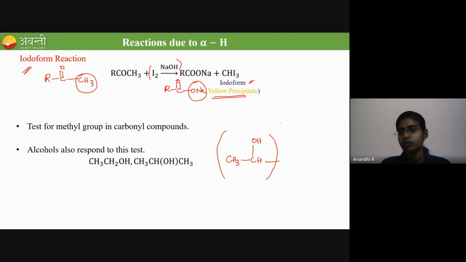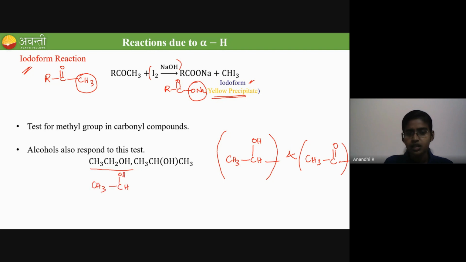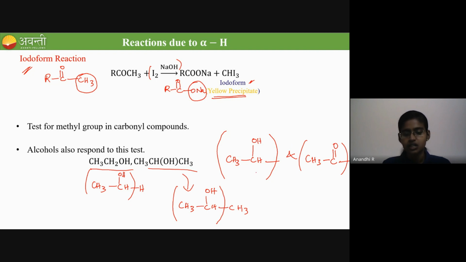Okay. From iodoform test, we get yellow precipitate if the reactant contains CH3CHOH group, or if the reactant contains CH3 C double bond O group. Okay. Got it? So here in this alcohol you see CH3, CH, OH, and in the fourth position also we are having hydrogen. So this is the group present in ethanol. And in case of second alcohol, CH3CHOH and CH3 group is there. So here also we are having the group which is used to form the CHI3 yellow precipitate.